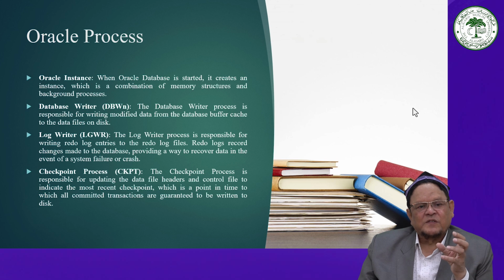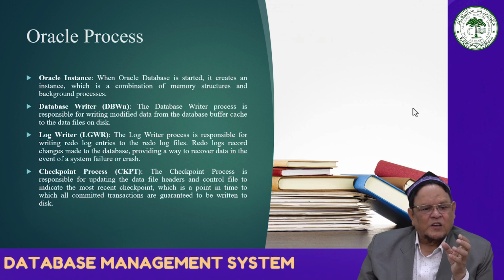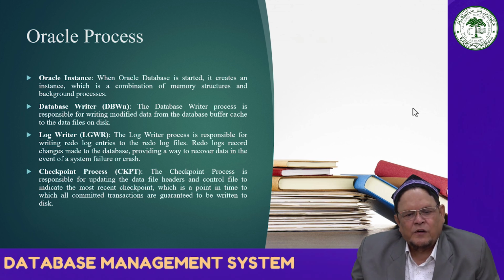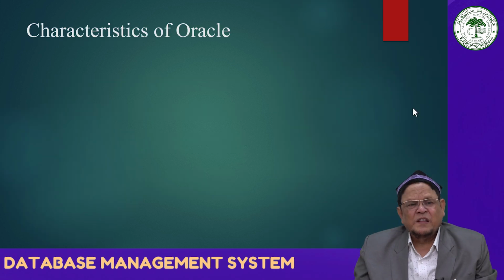Checkpoint process. These are the different types of processes. The checkpoint process is responsible for updating the data file headers and control files to indicate the most recent checkpoint, which is the point in time to which all committed transactions are guaranteed to be written to disk. Then the characteristics of the database.